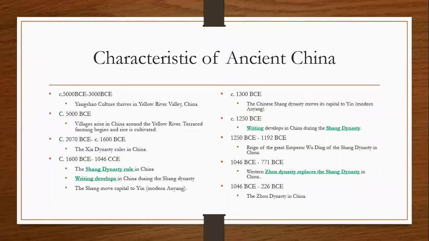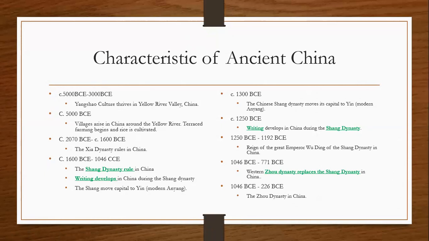Now, some characteristics. We have the culture starting to thrive in the Yellow River Valley, and towns and villages and cities will eventually be rising. We're going to see the rise of the Xia Dynasty, which is basically pronounced Shia. They will give way to the Shang Dynasty. We're going to see the development of writing in China under the Shang. They're going to move the capital around a little bit. We're also going to see the reign of one of the first great emperors, a guy named Wu Ding of the Shang Dynasty in China.